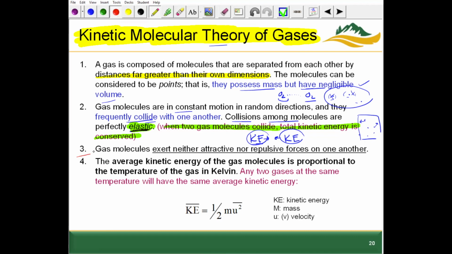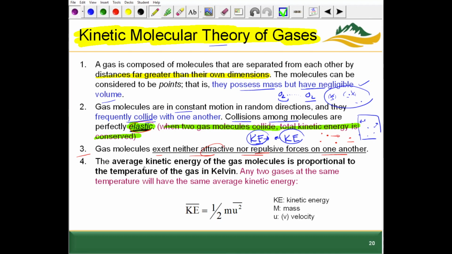Point number 3: gas molecules exert neither attractive nor repulsive forces on one another. So some gas molecule here in space is not going to repel another gas molecule or attract another gas molecule. They're simple points just floating around in space, colliding with one another in these elastic conditions, and they're neither attracting nor repelling other gas molecules away or towards them.